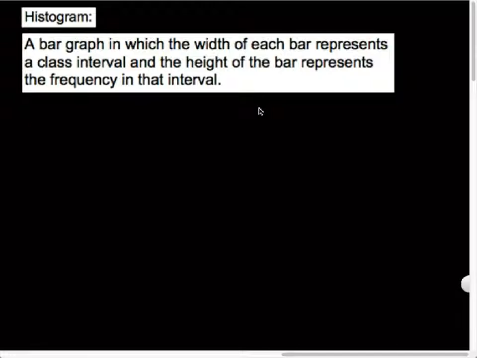I'm a hero. So, a histogram is a bar graph in which the width of each bar represents a class interval, and the height of the bar represents the frequency in that interval.